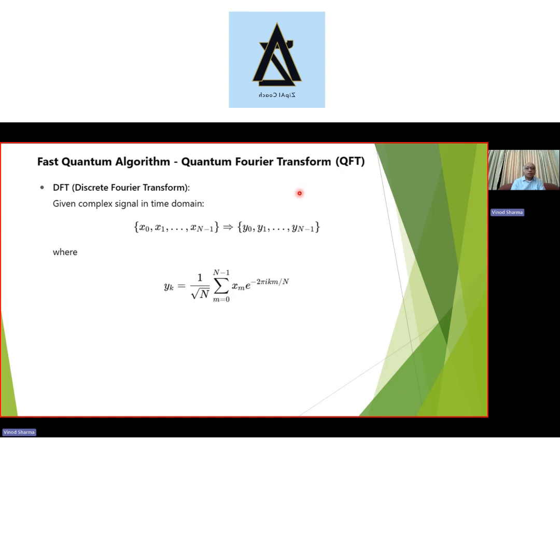Start with the discrete Fourier transform. This is the transform which we all know. You take in the time domain a signal x0, x1 to xn minus 1. It could be complex variables, and these are transformed in the transform domain, the Fourier domain, to y0, y1 to yn minus 1, where yk is 1 by square root of n, sigma m equal to 0 to n minus 1, xm e raised to minus 2 pi i km by n.